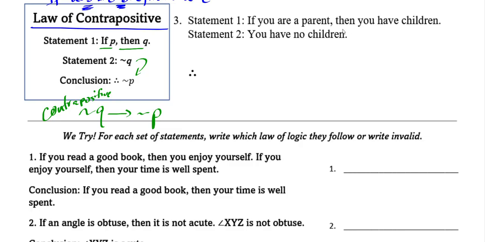If you're a parent, then you have no children. Sorry, that's not true. I said that wrong. If you're a parent, then you have children. You have no children. So it's saying this part, Q, is not true. That leads us back to this part not being true. You are not a parent.